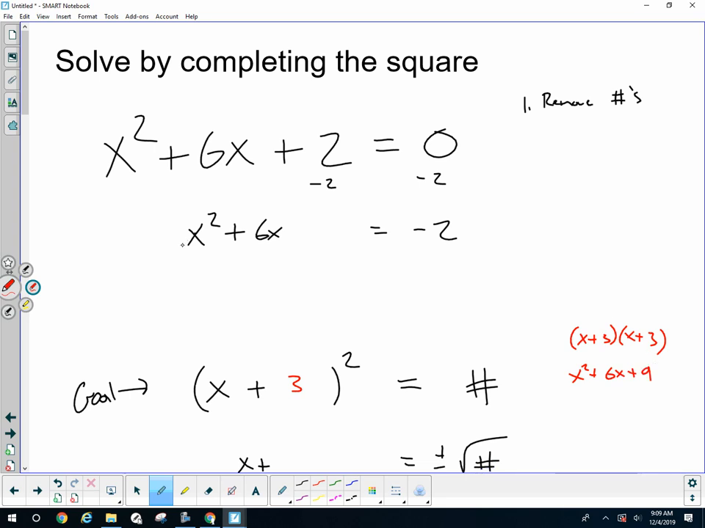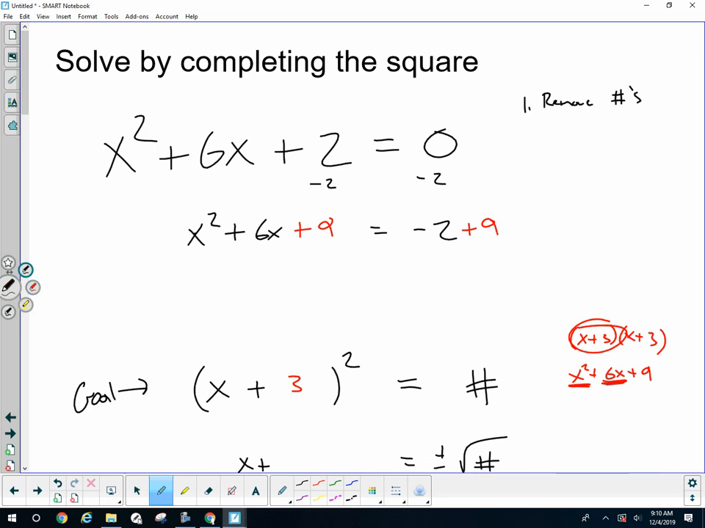So if I know I have x squared plus 6x, that x squared and that 6x come from x plus 3. Knowing that I need a 3, that means I need a 9. So I'm going to add a 9 to both sides. You don't have to do it like that, but it's nice if you do it like that.